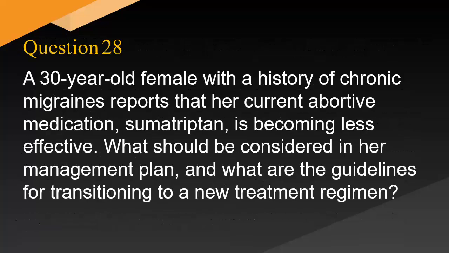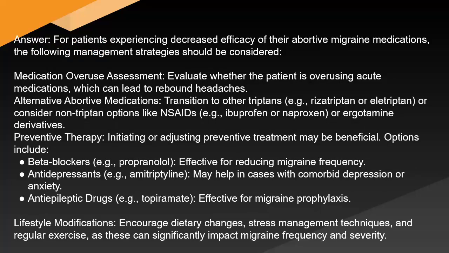A 30-year-old female with a history of chronic migraines reports that her current abortive medication, sumatriptan, is becoming less effective. What should be considered in her management plan, and what are the guidelines for transitioning to a new treatment regimen? Answer: for patients experiencing decreased efficacy of their abortive migraine medications, the following management strategies should be considered.